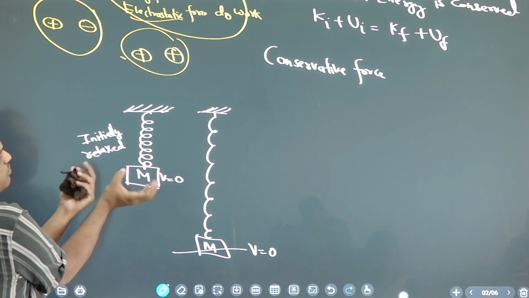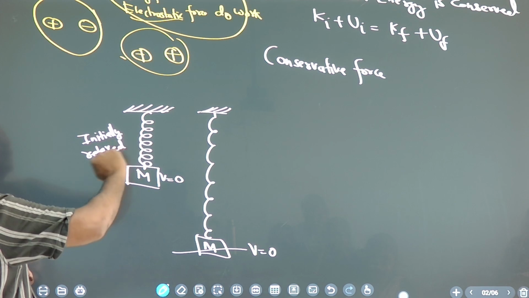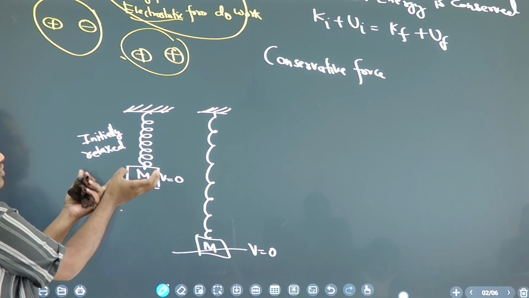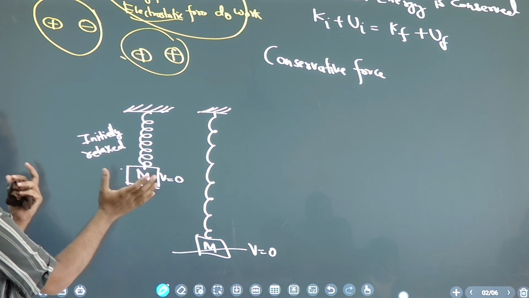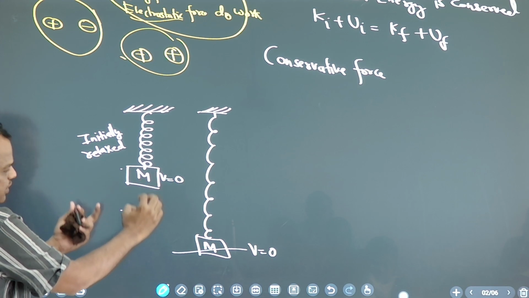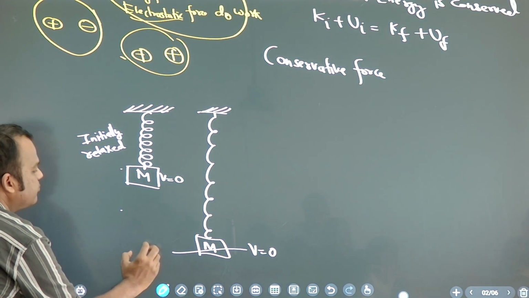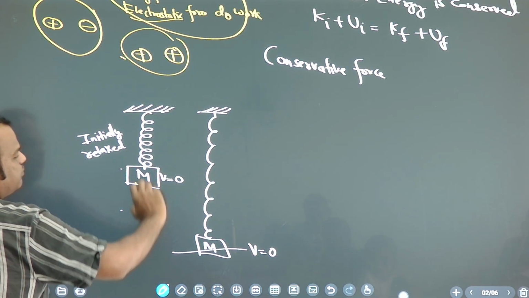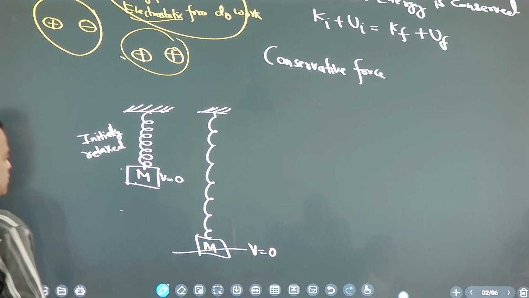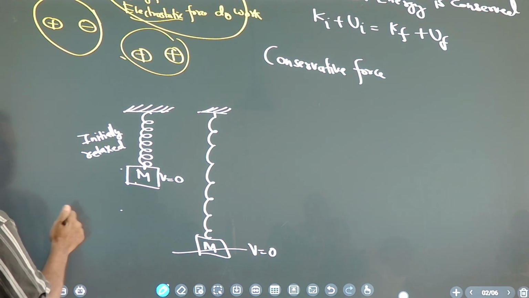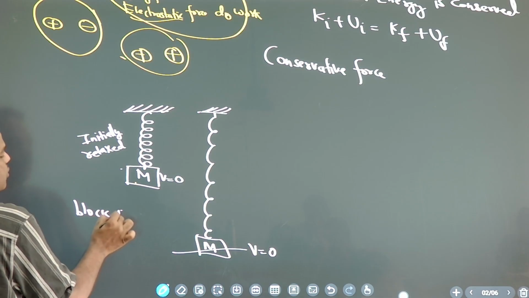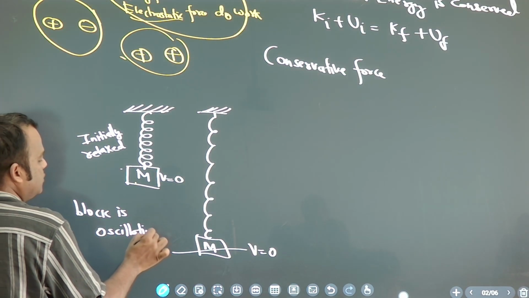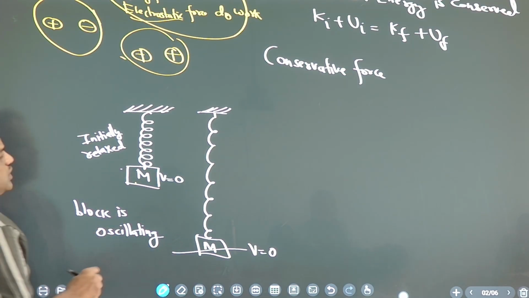Suppose this is the initially relaxed spring. Now you connect a block and release it. The block will come down, come to rest, again it will go up, then again it will come down. What is it doing? Oscillation. The block is oscillating.